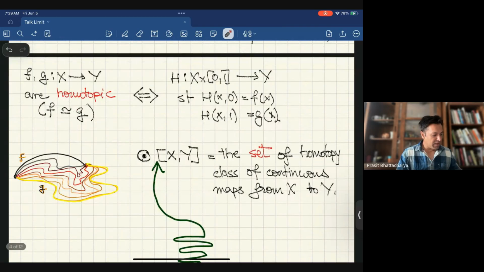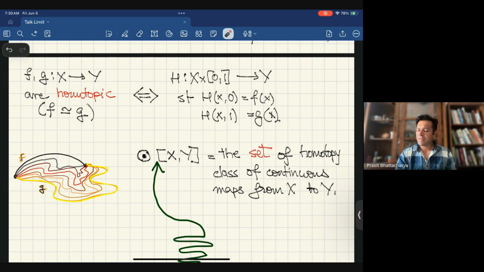Then you define the set of homotopy classes to be the set of all continuous maps up to homotopy, meaning that you introduce an equivalence relation using homotopy. f is equivalent to g if they are homotopic, and quotienting out by that equivalence relation, you get a set which is a collection of maps. This set might be much smaller than the collection of all functions from X to Y. In some cases, if all maps from X to Y are homotopic to each other, then this set might in fact contain just one point.